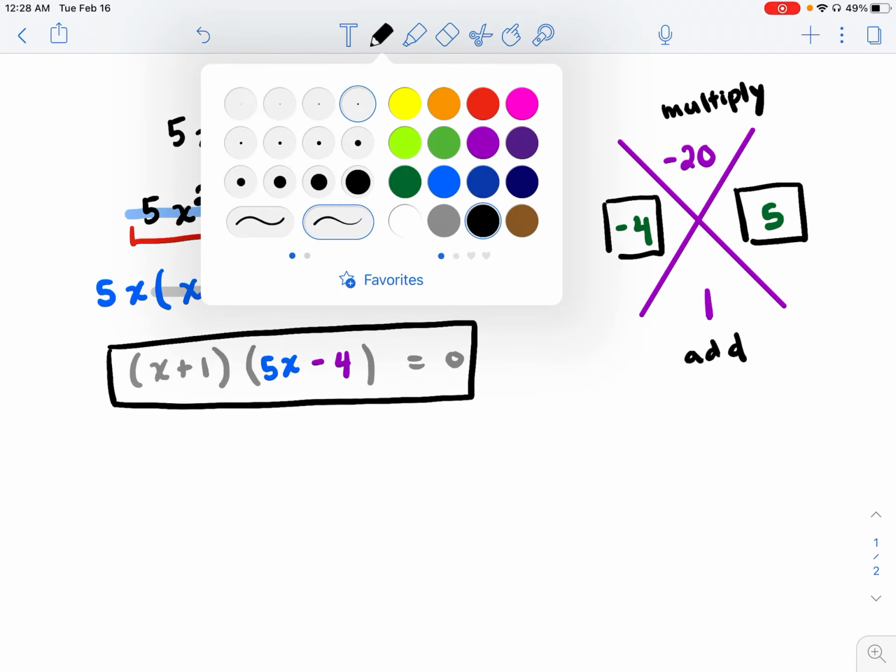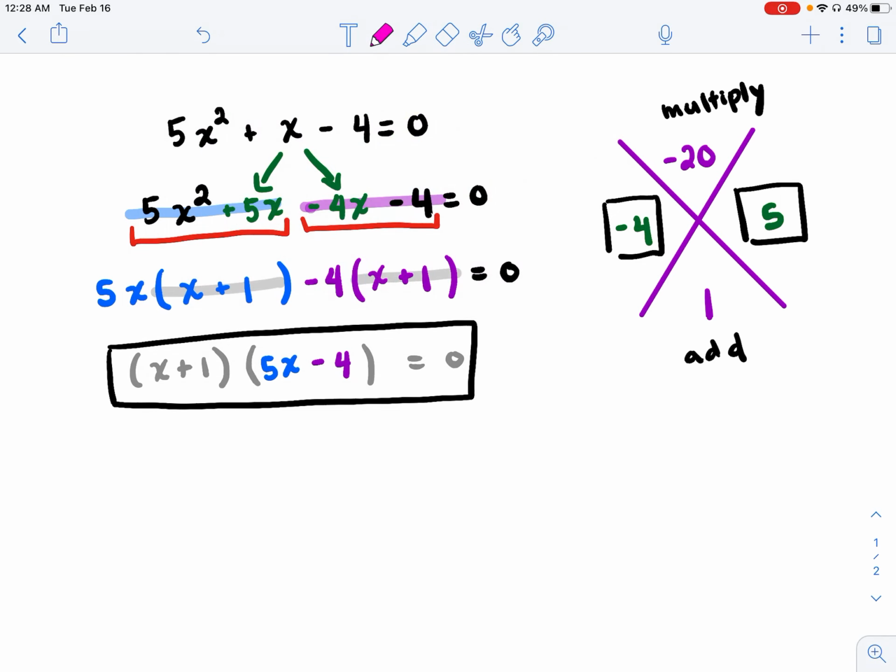So if I were to start from the very beginning and just summarize, step 1, I used the factor diamond. Why did I use the factor diamond? I wanted to figure out how to break up this middle term into two separate terms. And I wanted to figure out what those numbers were. The moment I figure out what these numbers are, step 2, I rewrite the middle term using two terms from the original polynomial. So x is now represented as 5x minus 4x.